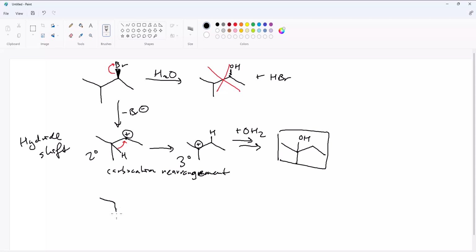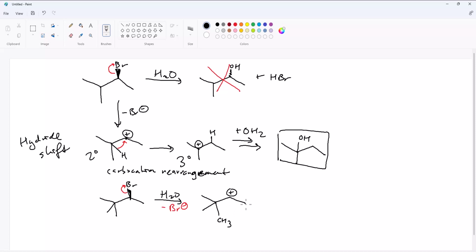We can see that other groups can shift as well. If we look, for instance, at this alkyl halide, and then we want to add water, again, the first step is the same. We're going to lose bromide, and then we will be left with the secondary carbocation. In this case, we have a CH3 group beta to the position that can move.